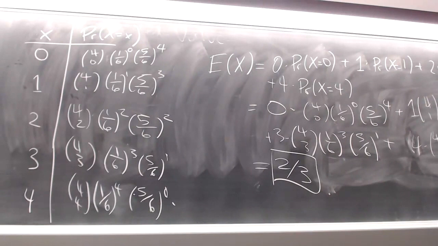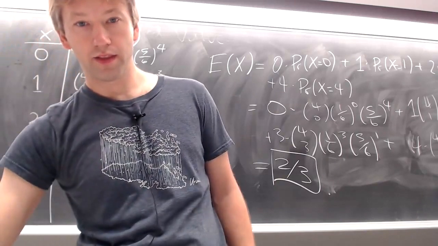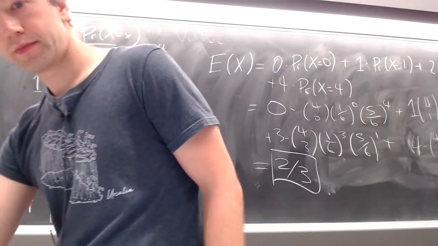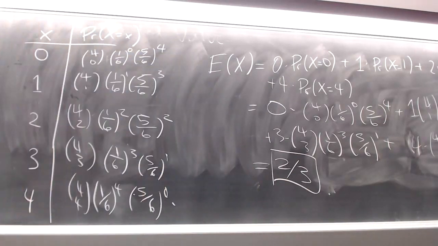So here's a fact. If x is a binomial random variable with n trials and success probability p, then the expected value of x is just n times p. That's all.